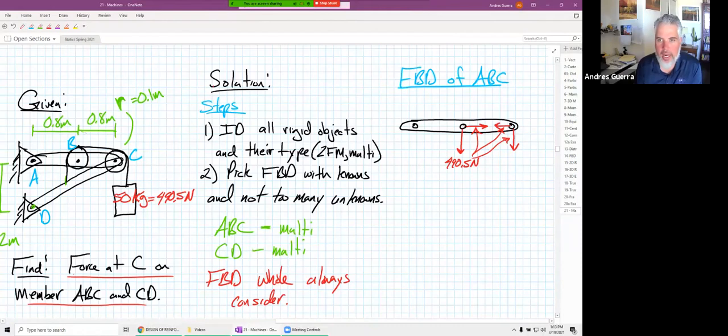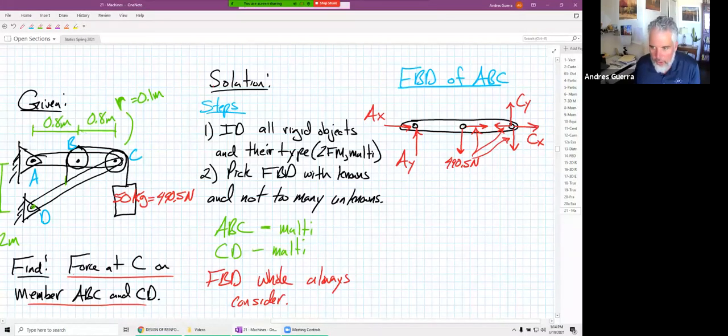So, okay, now what's going on at A? If we remove the pin there at A, we're going to replace that with an AX and also an AY, because that's a pin support. And so that's going to have an X and a Y component. Now at point C, we are also going to have forces. We removed the rigid object D to C, so we're also going to have a CX and a CY. And I'm just arbitrarily picking what direction they're going in. And it's a CX and a CY because C to D is a multi-force object.